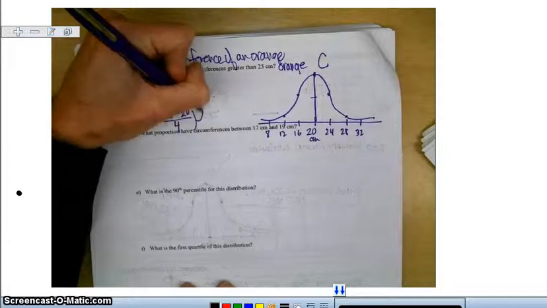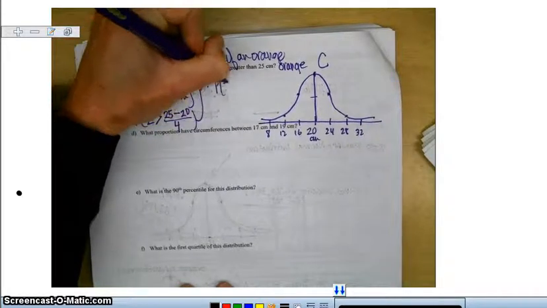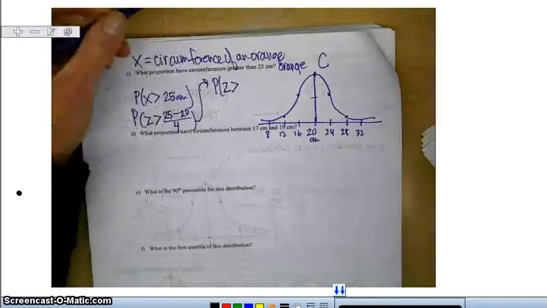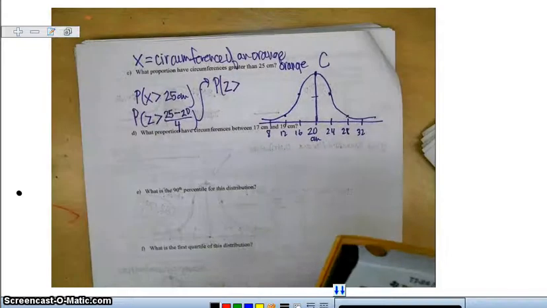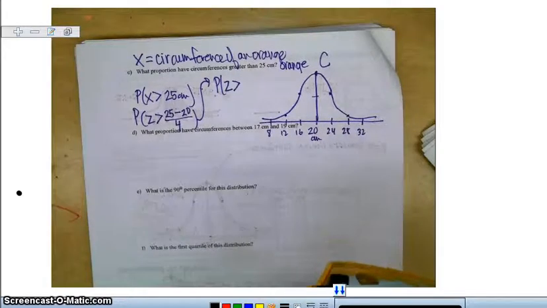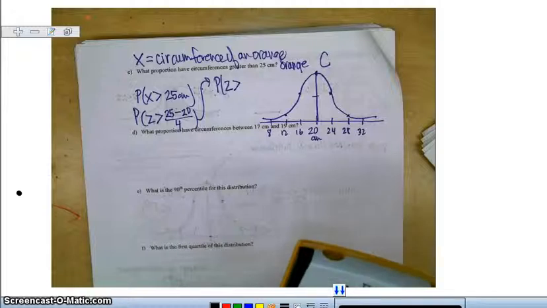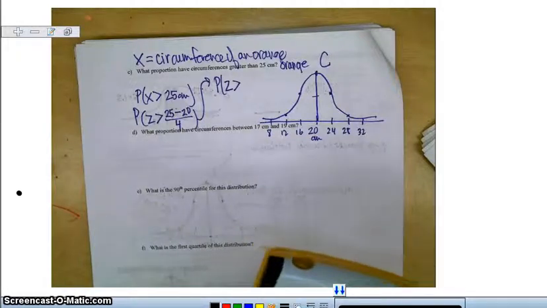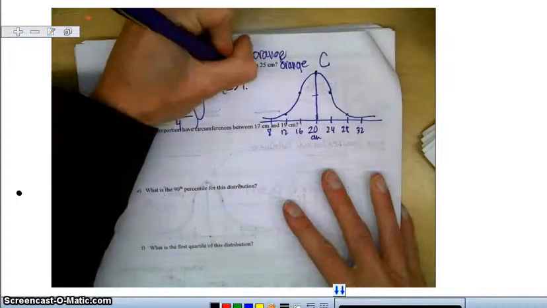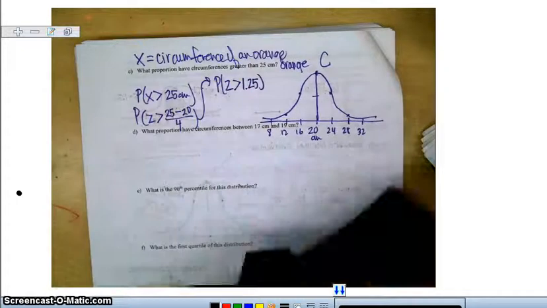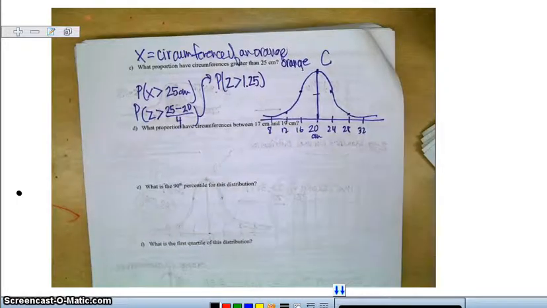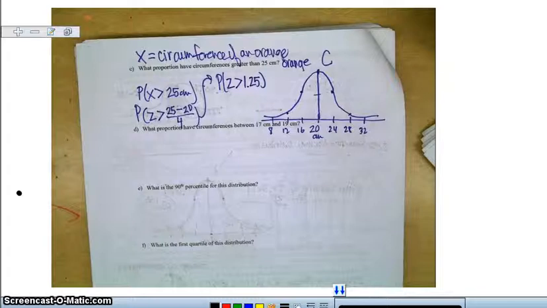So we are looking at the probability that the z-score is greater than, let's see, 25 minus 20 divided by 4. Take 25 minus 20, hit enter, and then divide by 4. And that gives us our z-score is 1.25. So what is the probability that in this distribution our z-score is greater than 1.25?